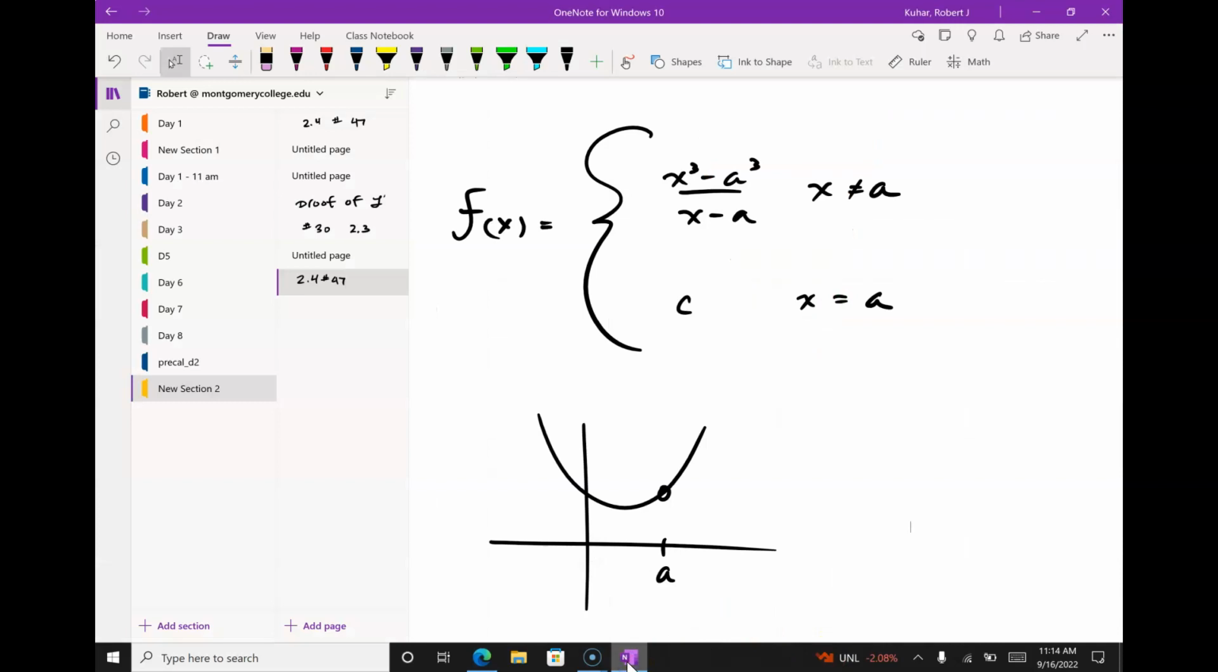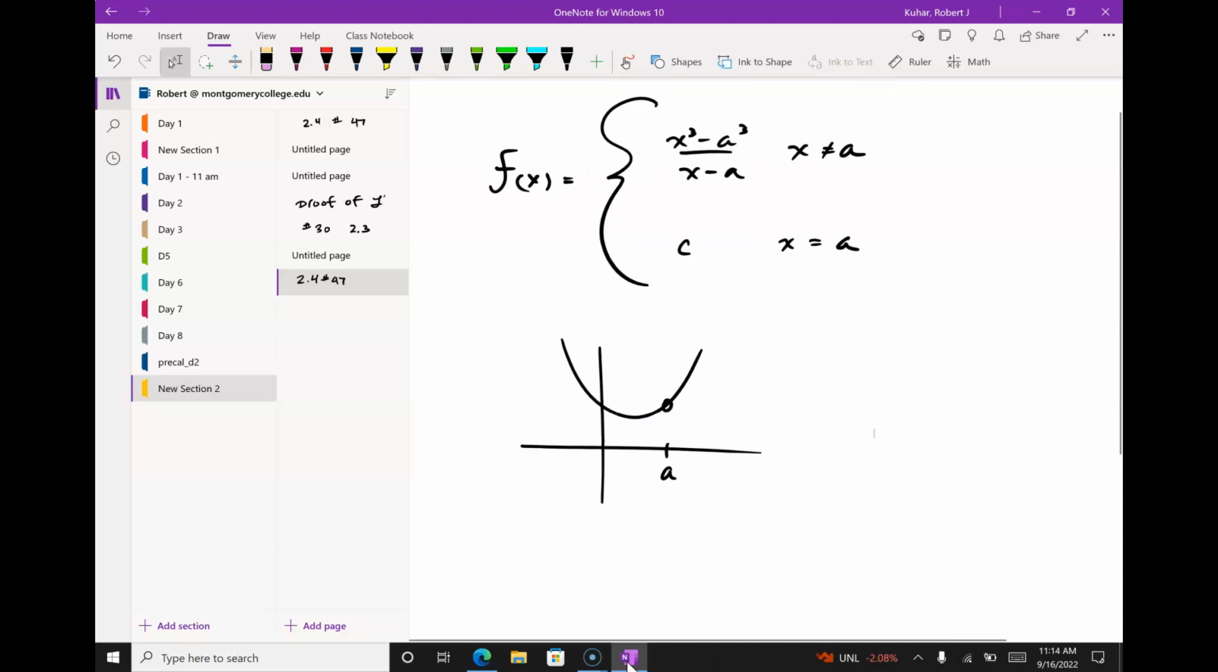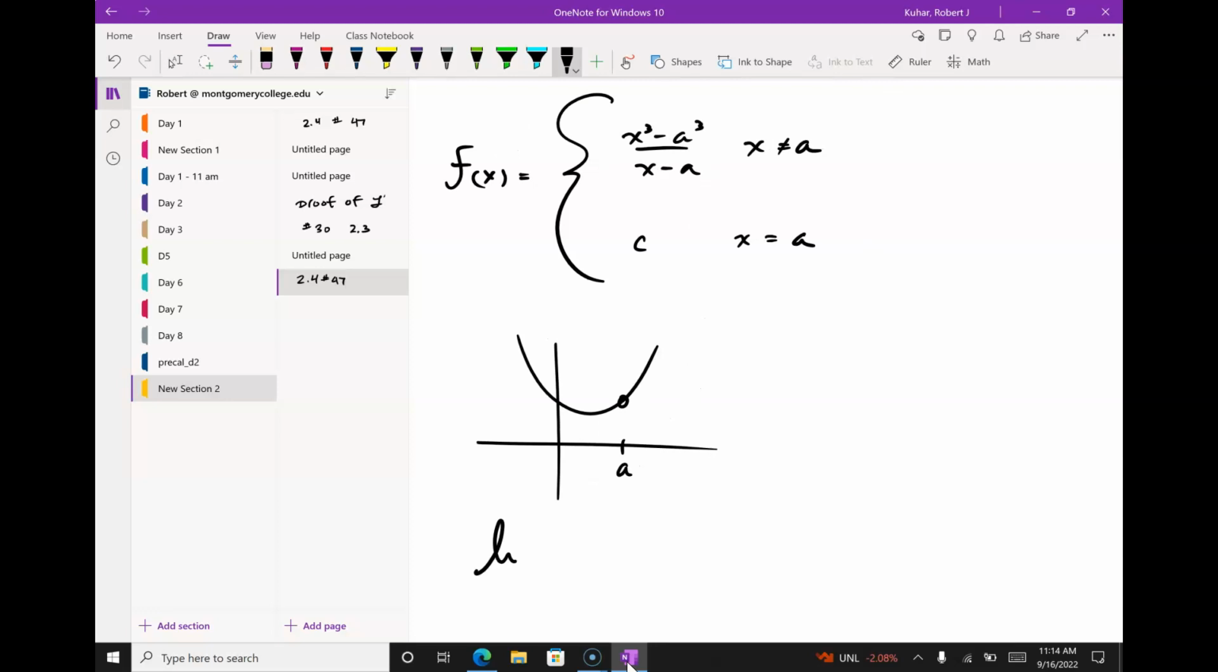So what do I need to happen? I need to have the limit at a of one piece of my function equal to the other piece of the function, right? Is that making sense? Continuity. I need things to match up. This one's kind of weird because it's a single point. So I need the limit as x goes to a of x cubed minus a cubed over x minus a to be equal to c. That's what I need, right? That making sense?